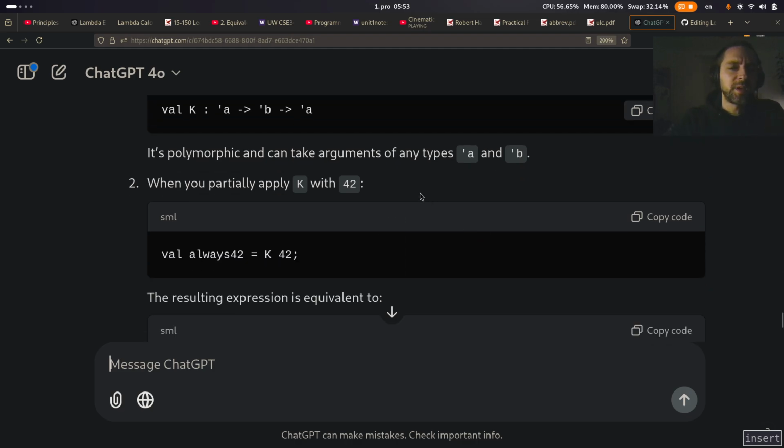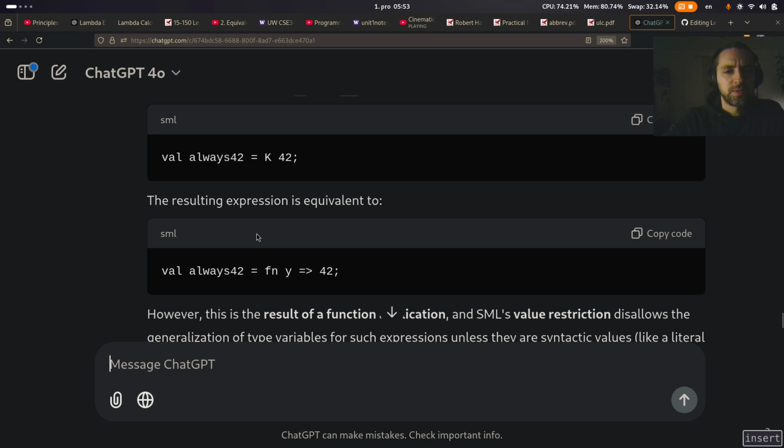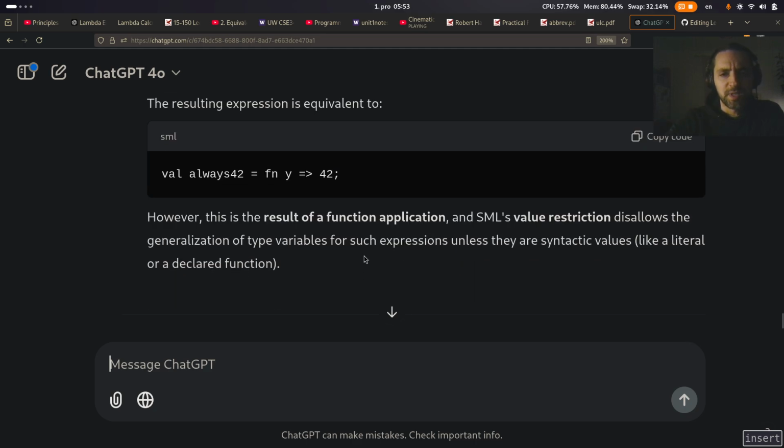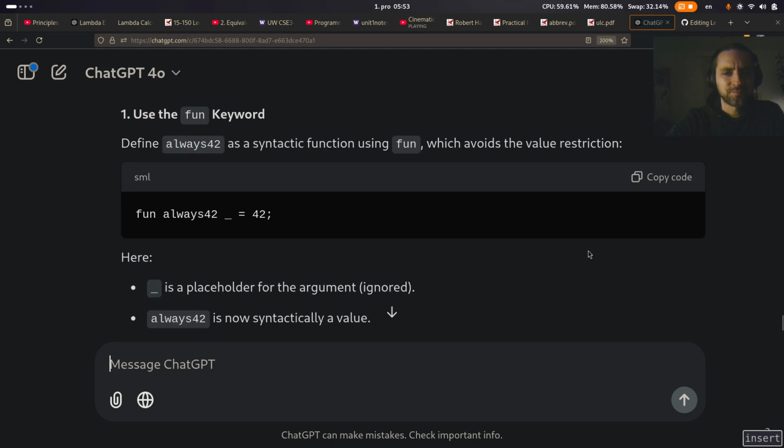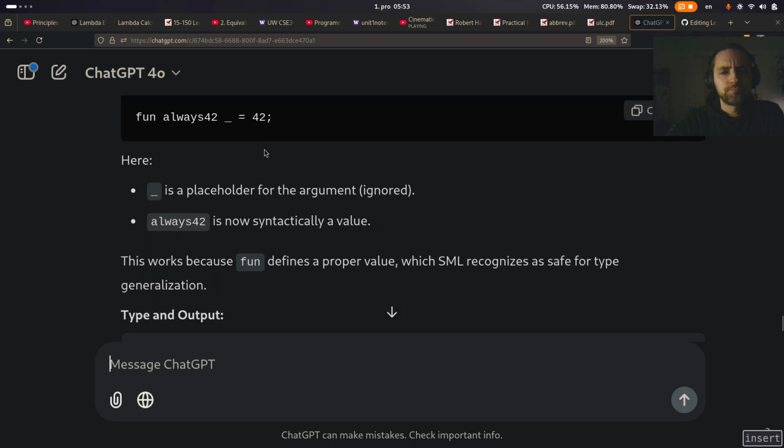So when you partially apply k with 42, the resulting expression is equivalent to fn y => 42. However, this is the result of a function application, and SML's value restriction disallows the generalization of the type variables for such expressions unless they are syntactic values. Use the fun keyword. Oh, a placeholder. Always 42 is now syntactically a value.